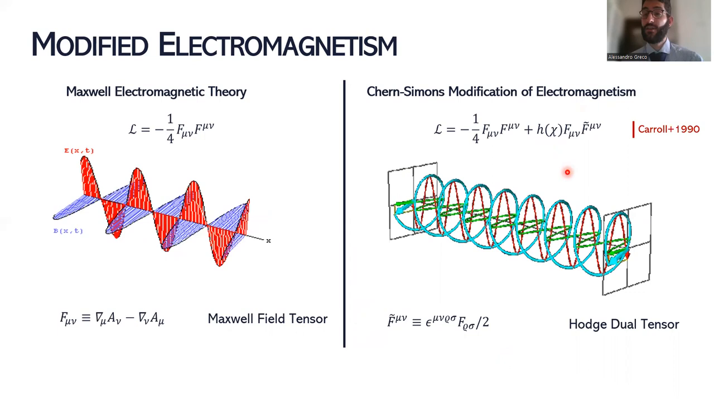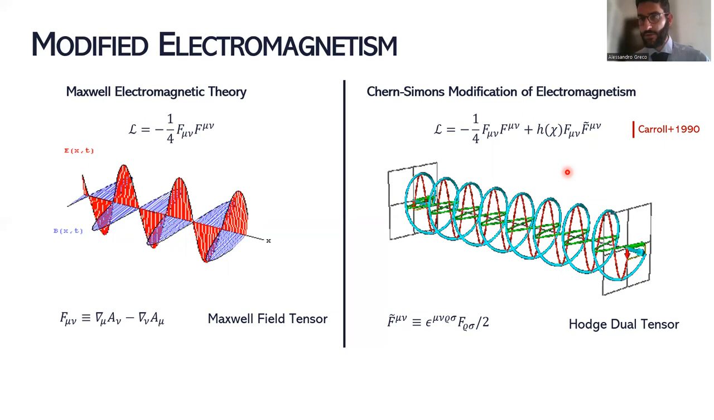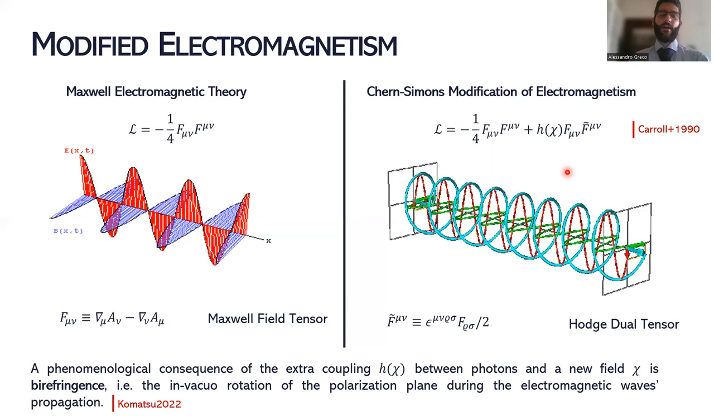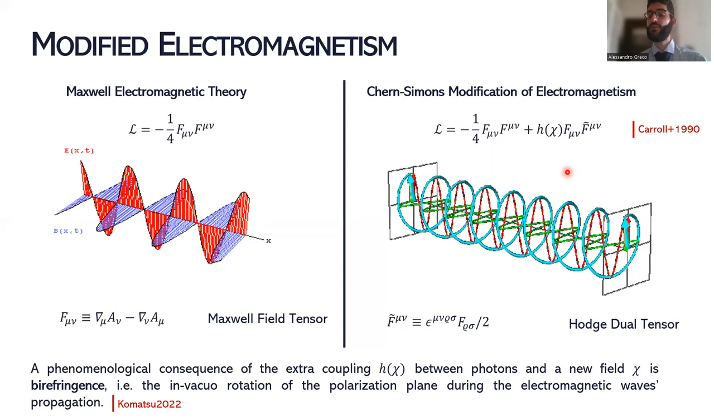The situation changes because you can see from this nice picture that when you consider a linearly polarized electromagnetic wave, it propagates, but its polarization plane is rotating. And so a phenomenological consequence of this extra coupling between photons and the new field chi is birefringence, which is the rotation of the polarization plane during the electromagnetic wave's propagation.